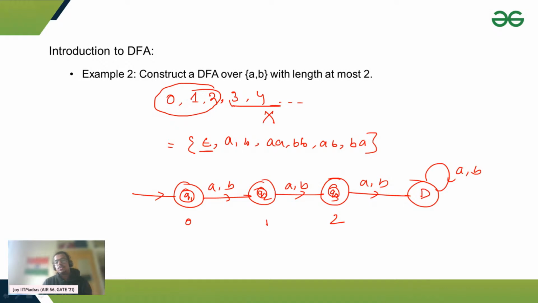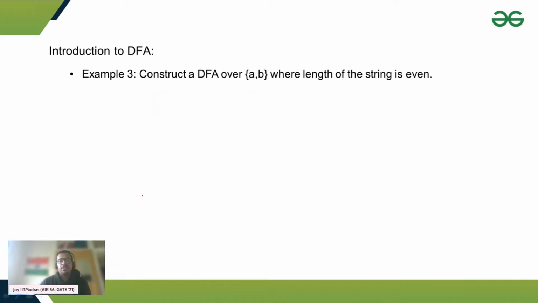Suppose I'm just representing it as the dead state. This state will represent the strings with length 3 or greater than or equal to 3. If you are getting a string of length 3, 4, 5, 6, 7, anything, then those strings won't be accepted in our DFA. So this is the dead state, from where we cannot go back to any of the final states. Right. So fine. Let's move on to our next example.